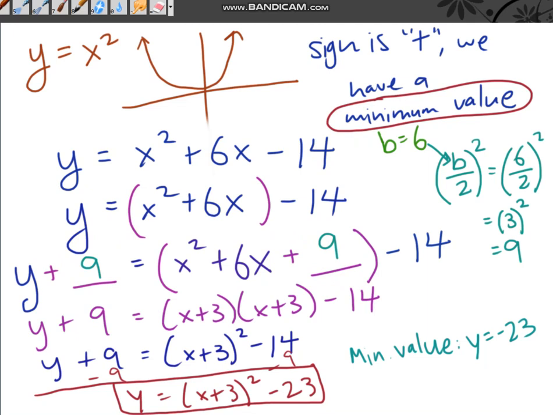Okay. So what I'm going to do is clear the screen and show you another example. Let's say we have y equals 2x squared minus 16x plus 37. Our goal is to rewrite this expression and identify what our minimum value is.